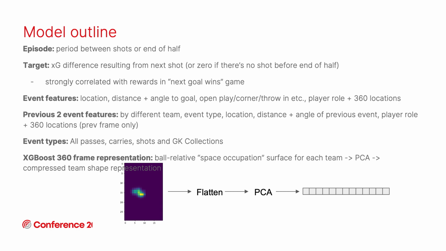The way I'm representing 360 frames for this model is a little bit crude. There are other ways you can approach this, which I'll talk about later on. Basically, I center the coordinates so that the ball is right in the middle. Then for each team, I build a surface that looks like this: put a Gaussian on each player, build this little heat map, flatten that out, run it through PCA to get a compressed representation of that frame, and then plug that back into the model with all the other event level features. In one case, I'll exclude this heat map for the defending team.